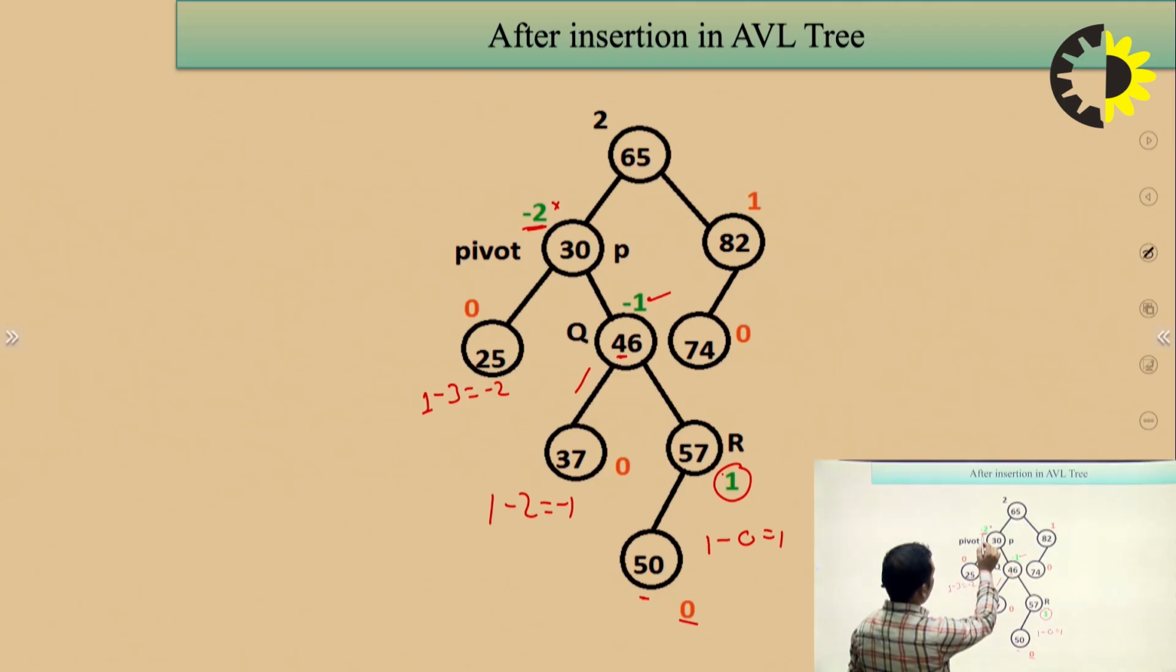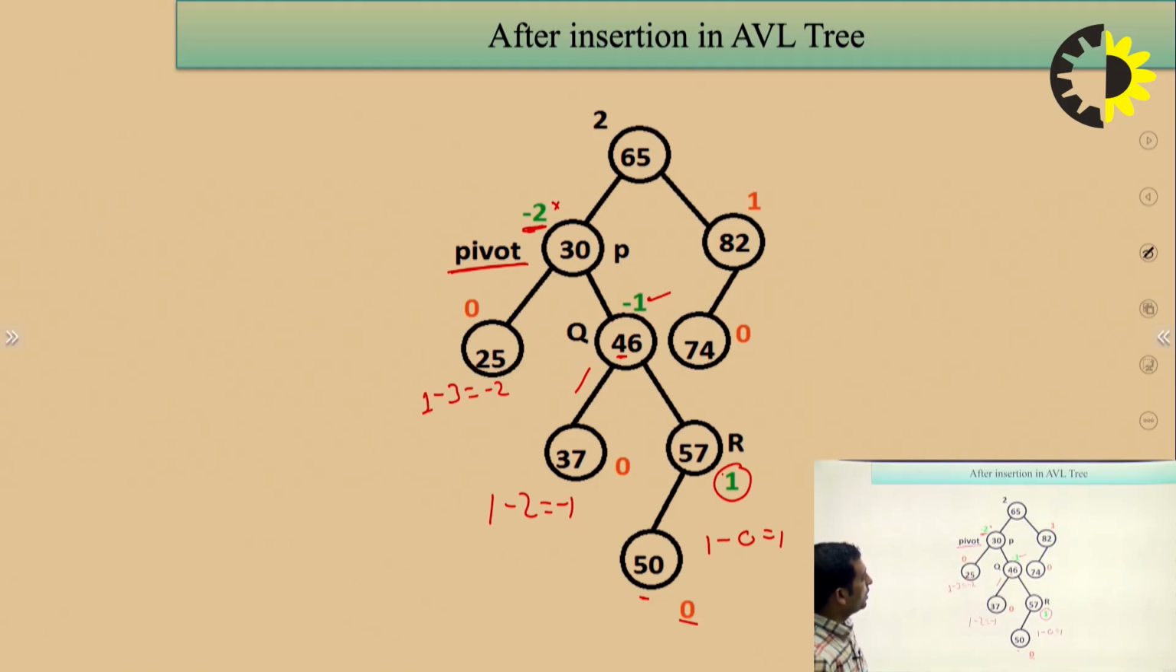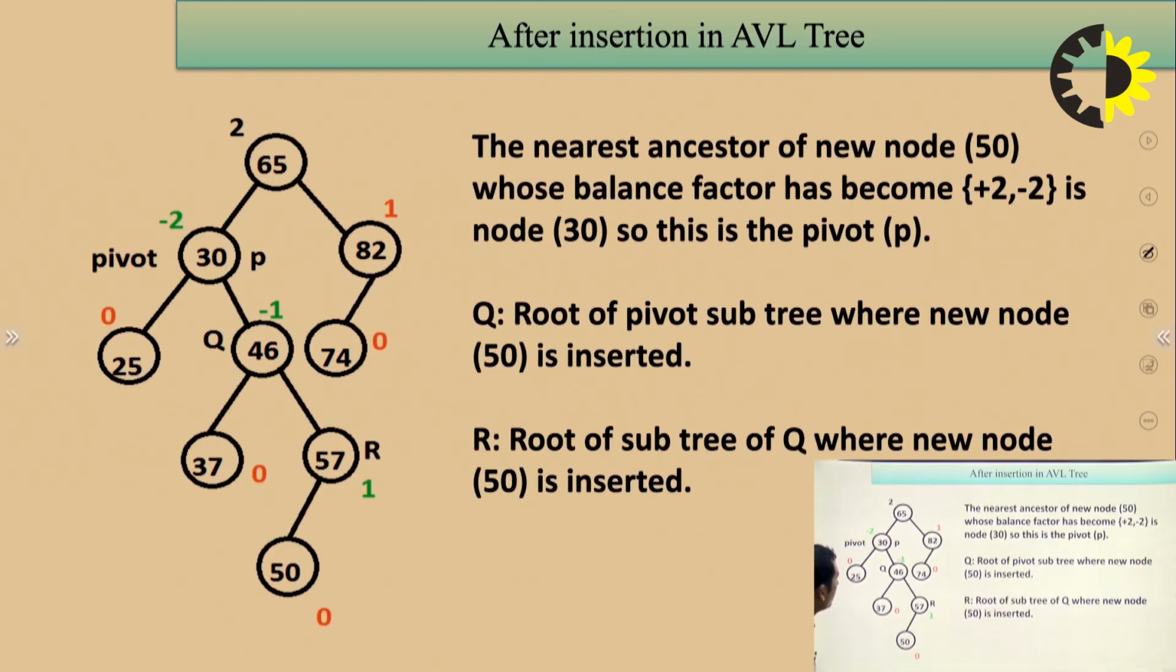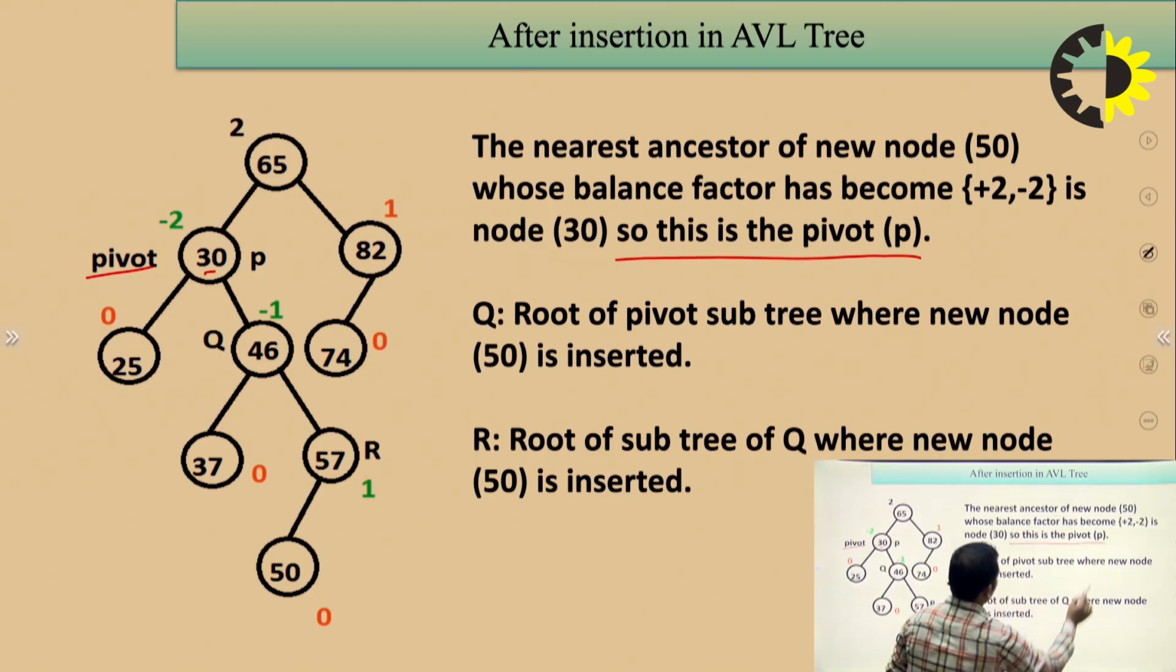If we find minus 2 or 2, we say this is the pivot point. Now 30 is our pivot value. Now what to do? 30 is our pivot value, meaning the nearest ancestor of the new node 50 whose balance factor has become +2 or -2 is node 30. So this is the pivot node, represented by P, and we will also identify Q and R.